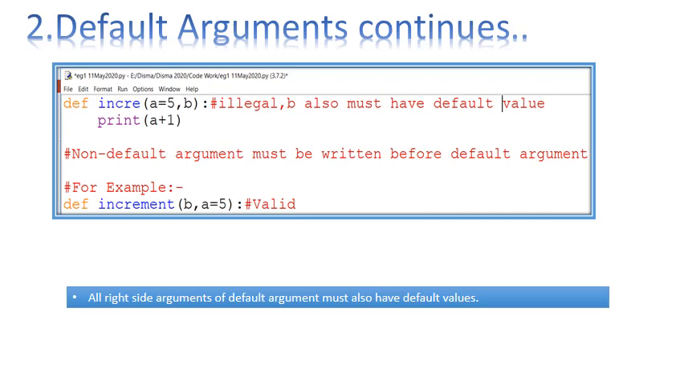increment within brackets b comma a is equal to 5. Here the non-default argument is written first and the argument with the default value is written second. This is valid according to the Python rule. So remember the point: all right side arguments of a default argument must also have default values.